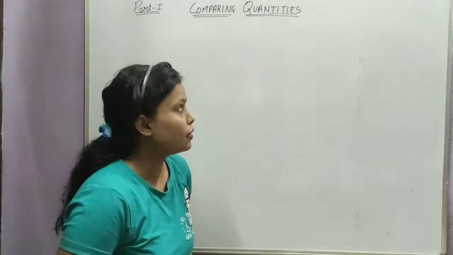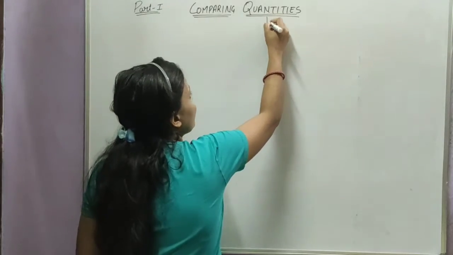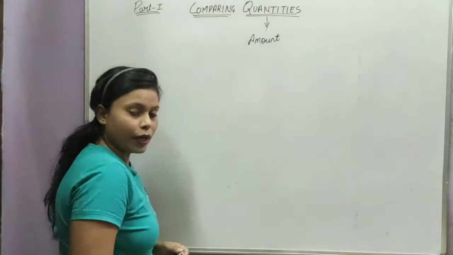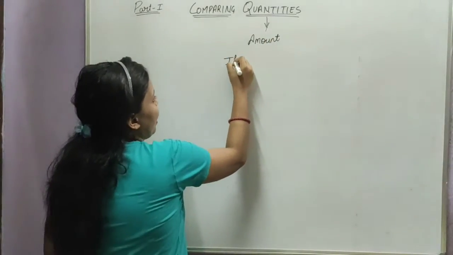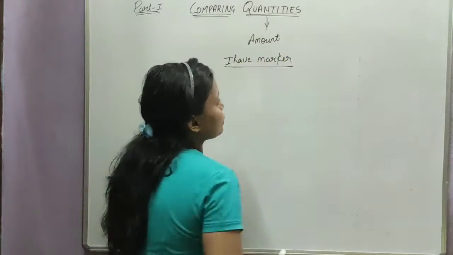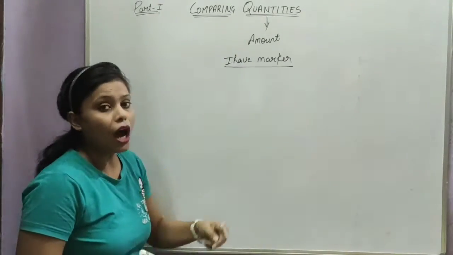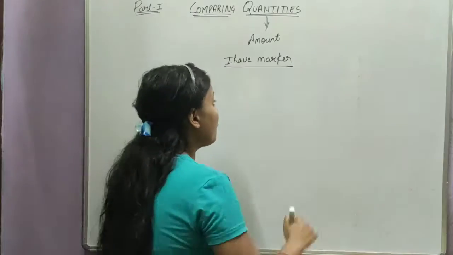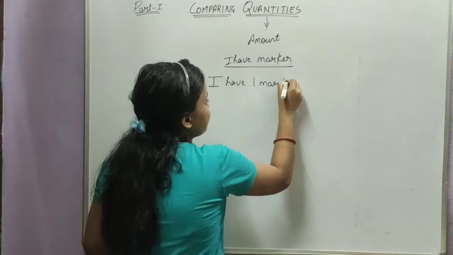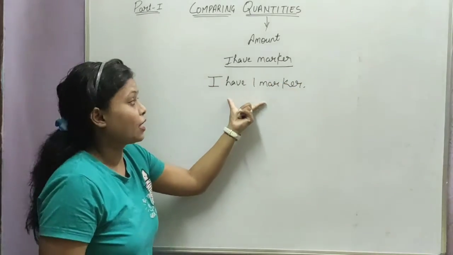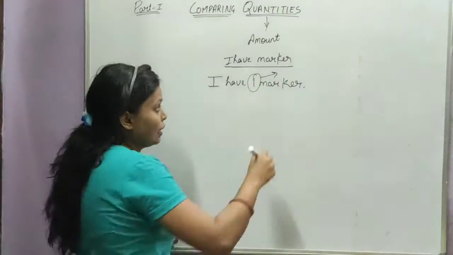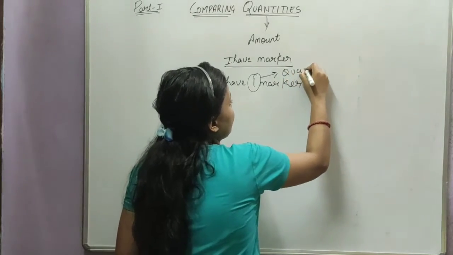Before starting this chapter, let's know about these terms. What are quantities? Quantities means amount. If I say I have a marker, did this sentence tell you how many markers I have? No. But if I say I have one marker, it is telling that I have one quantity, right? So one is showing the quantity.